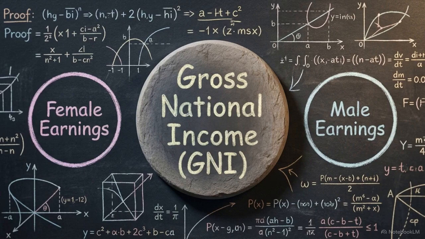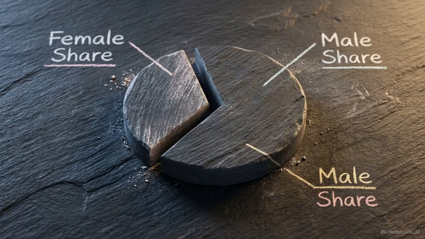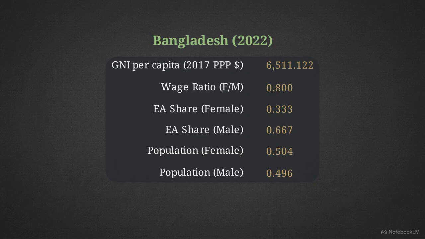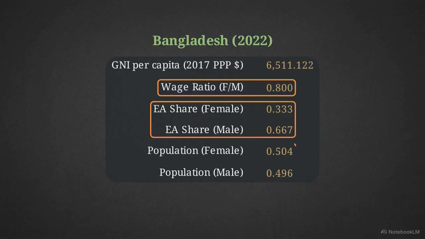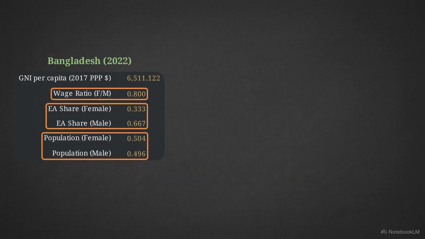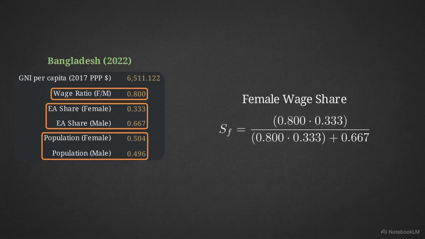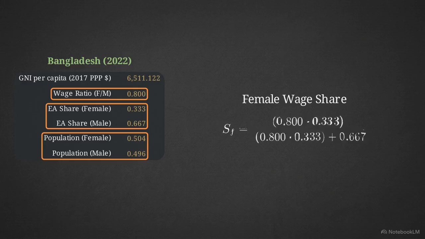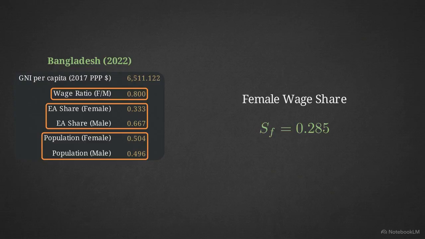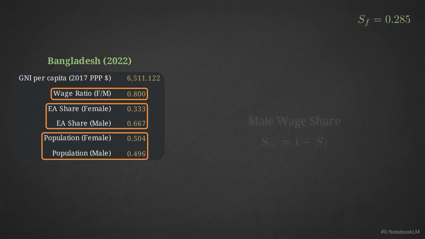Before we can normalize these values into a final score, we have to calculate exactly how much of the nation's total gross national income is earned by women versus men. Pointing back to our dataset, we isolate three specific variables for this step: the wage ratio, the economically active population shares, and the overall population shares. We plug those numbers into the female wage share formula. By multiplying the wage ratio by the female active population and dividing it by the sum of both genders' active shares, we arrive at a female wage share of 0.285.